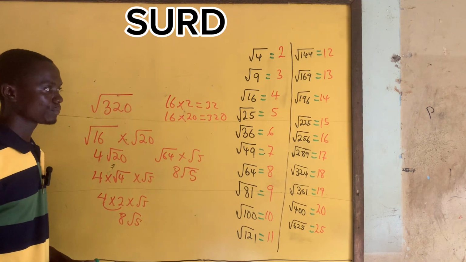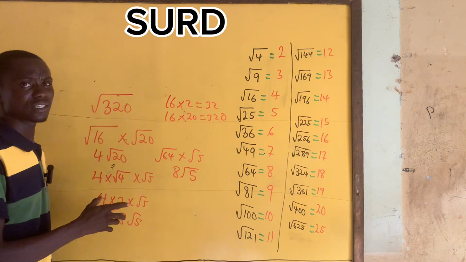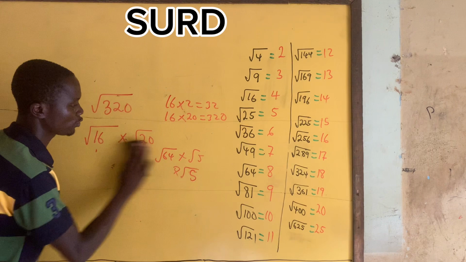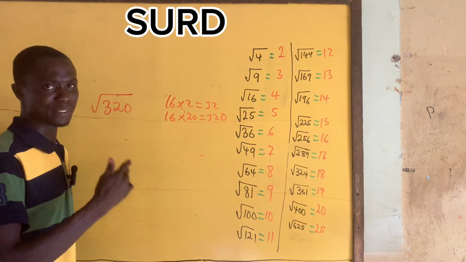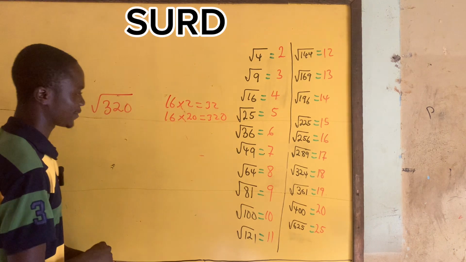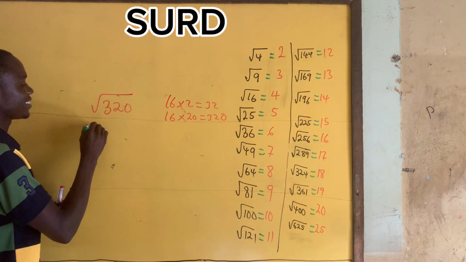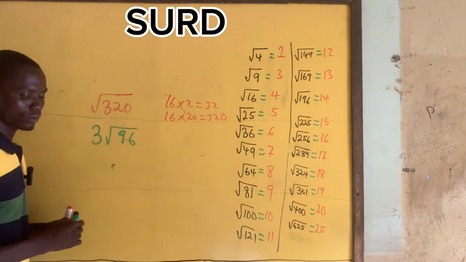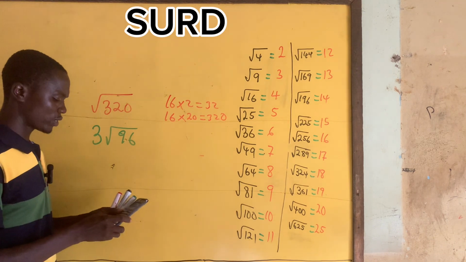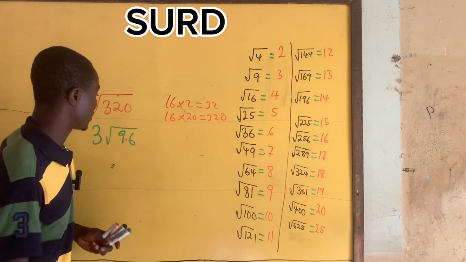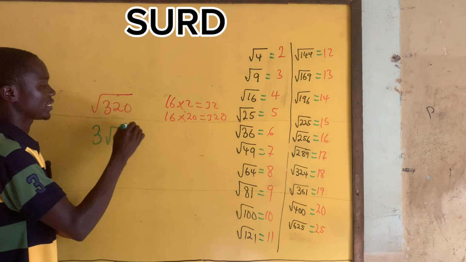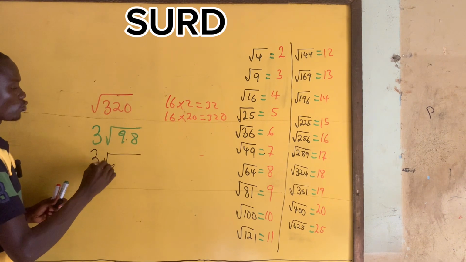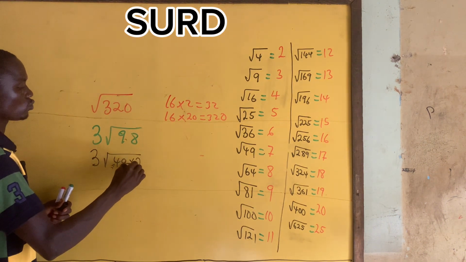So now I hope you've understood this to the maximum. Once we've understood it, we don't need to be doing it in times. So let's see this. Let's say that I have 3 square root of 98. And 98, I think it's 49 times 2. Yes, 49 times 2 is 98. So this is the same as 3 square root of 49 times 2.